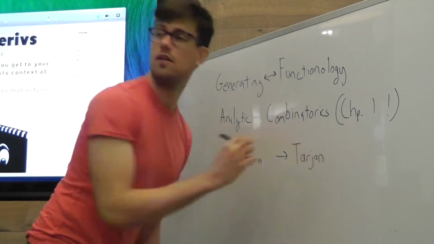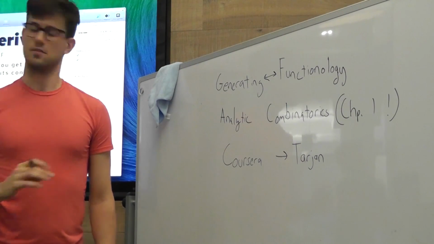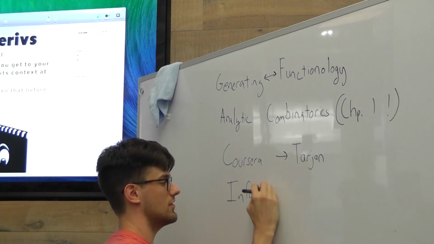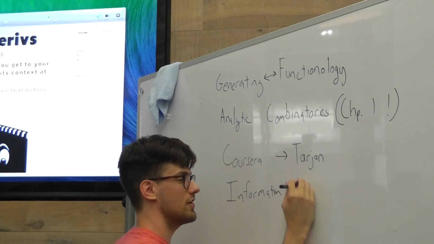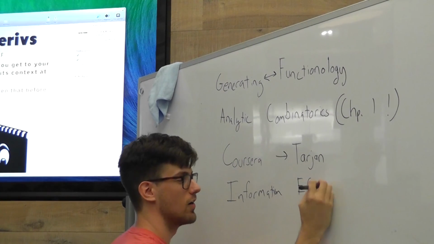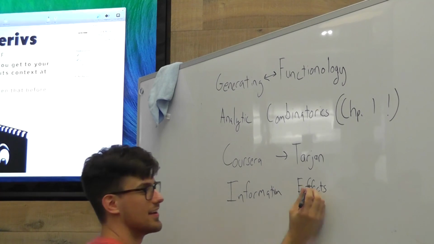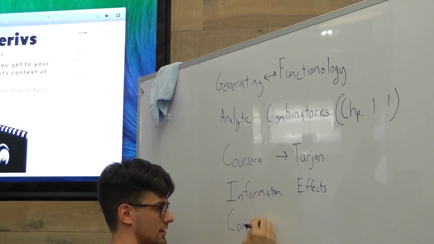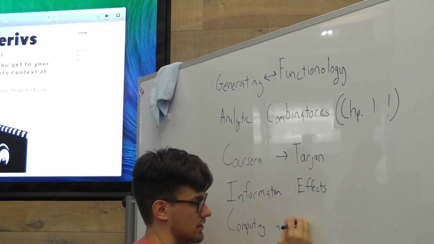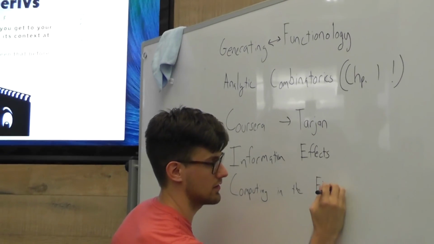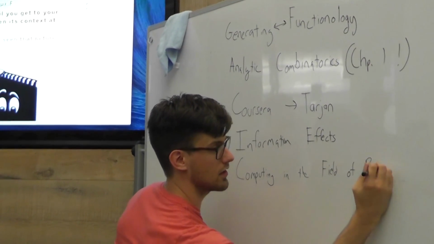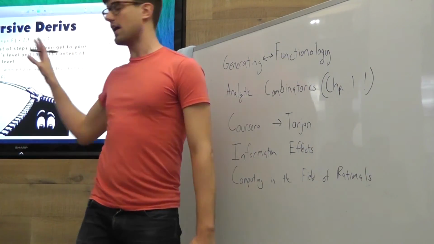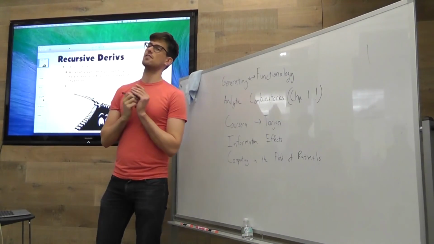So the ones I was talking about were information effects and computing in the field of rationals. This is awesome. Information effects. And are these both Oleg? No, those are both some Indiana guys. Ah. But I think Oleg's there. You have to read information effects to really make sense of the second one, but the first one's cool too. It's about treating forgetting things as a side effect. Is that the Amr Sabry stuff? Yeah, Sabry. He writes cool stuff.